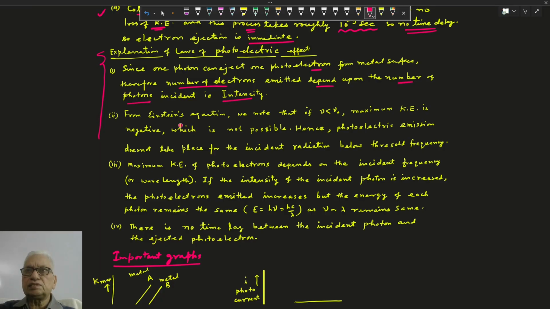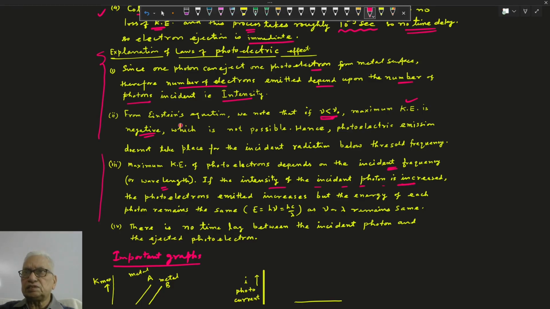From Einstein's equation, if the frequency is less than the threshold, there is no ejection. Kinetic energy would be negative, which is not possible, so there is no ejection of electrons if the incident frequency is less than the threshold frequency. Third point, the maximum kinetic energy of the photoelectron depends on the frequency or wavelength.